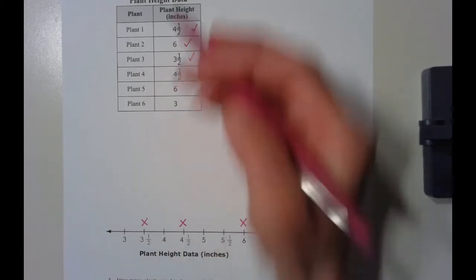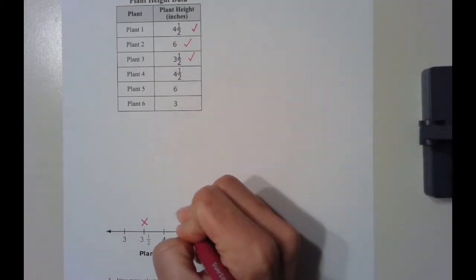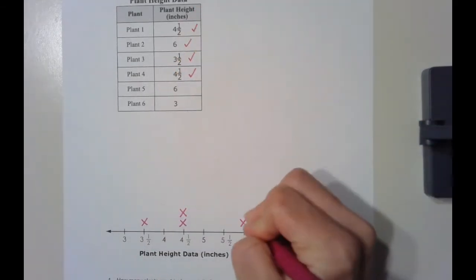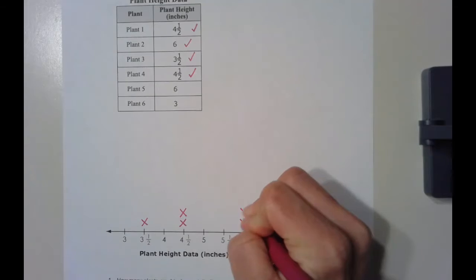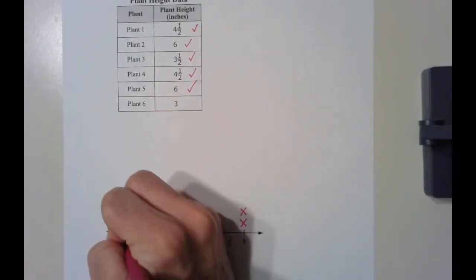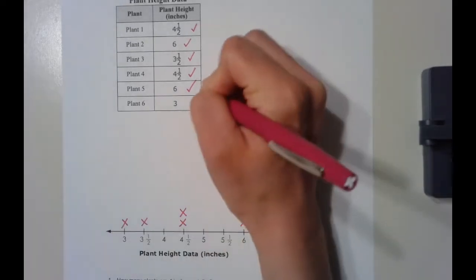Okay. Plant 4 is 4.5 inches, so this one gets another X. Plant number 5 is 6 inches, so that one gets another X. Plant number 6 is 3 inches, and that's the first X that one gets.